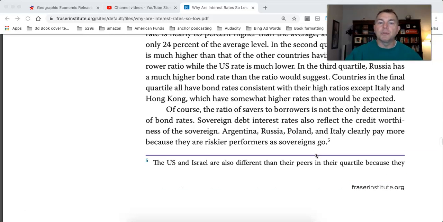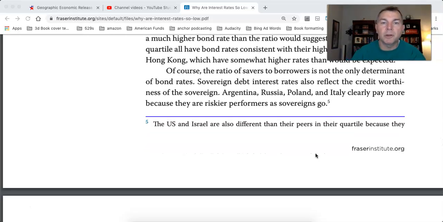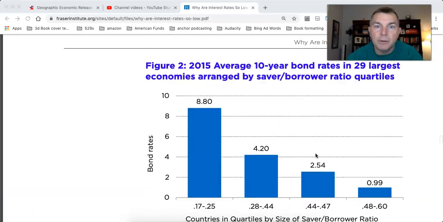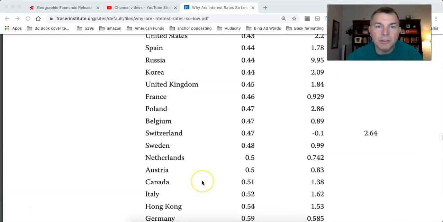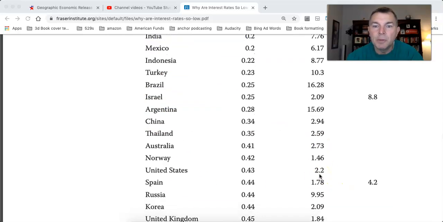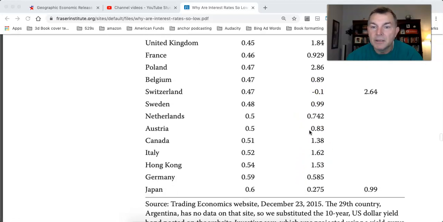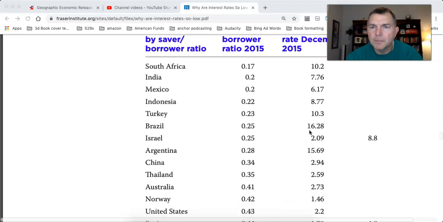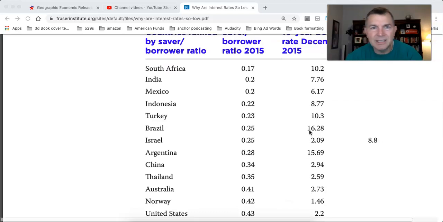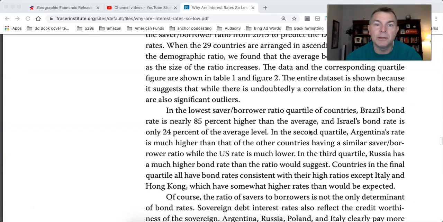Of course, the ratio of savers to borrowers is not the only determinant of bond rates. Sovereign debt interest rates also reflect creditworthiness. Argentina, Russia, Poland, and Italy clearly pay more because they're riskier performers as sovereigns go. If we look here, where's Argentina? Argentina right there, 15.69. We got Russia, 9.95. We got Poland, 2.86. We had another one in here, Mexico. You can see that those are the outliers because their economies aren't quite as strong as ours.